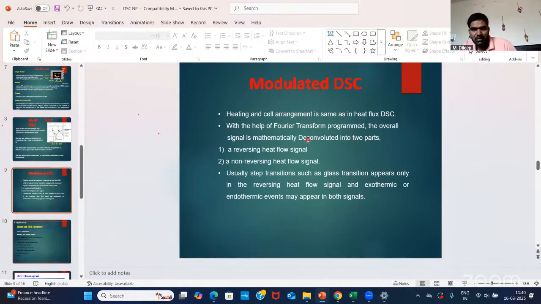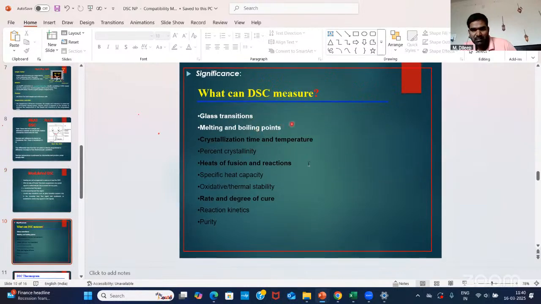What is the significance of DSC? It is used to find glass transitions, melting and boiling points, and polymer characteristics. It can also be used in nanotechnology for nanomaterials, and for dating purposes in archaeology.